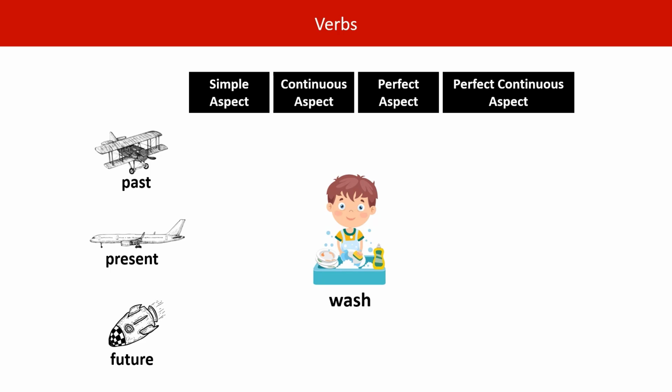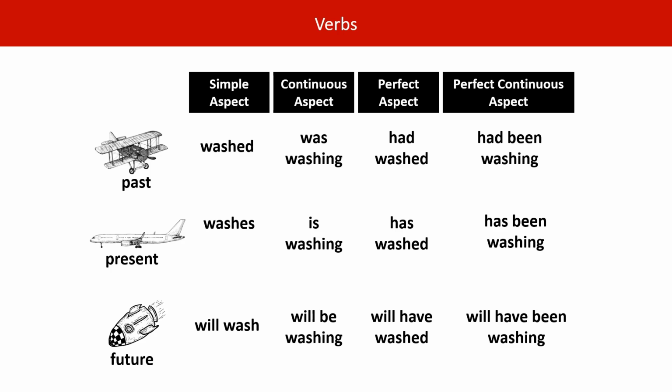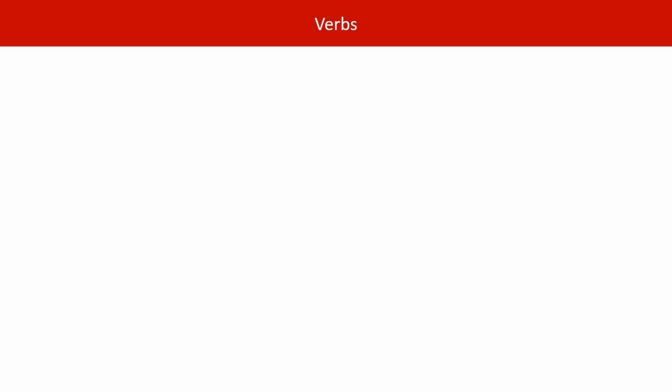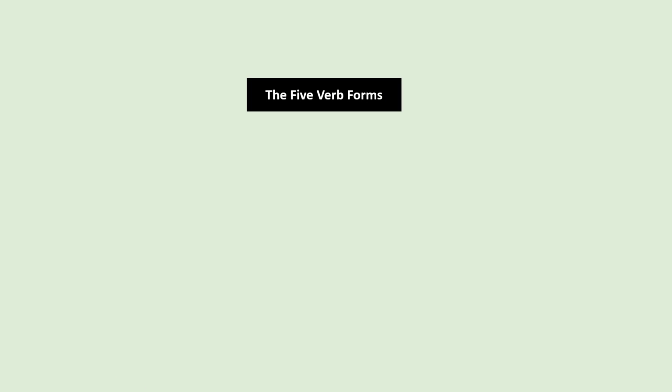Let's look at our verb to wash again. There they are, 12. So there are 12 different versions of a verb. So you need to be prepared for that. Now is a good time to talk about the 5 verb forms.